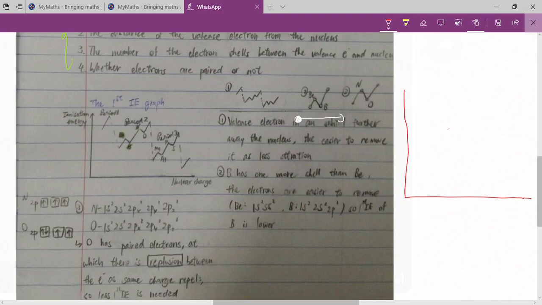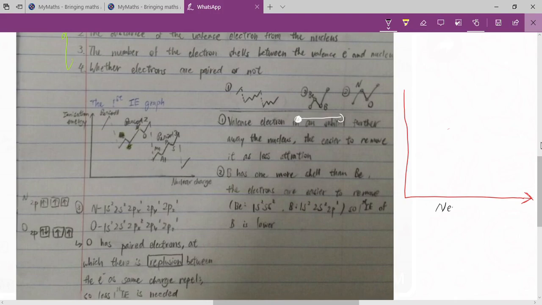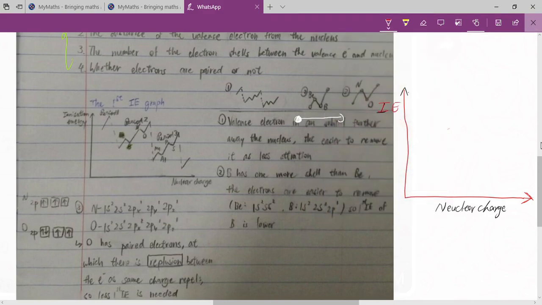So here, on the horizontal axis, always remember there will be nuclear charge. You know why it will be on the horizontal axis? Because as we move from left to right, the nuclear charge will increase. And on the y-axis, it will be ionization energy, or ionization potential, any of those that you can consider there.